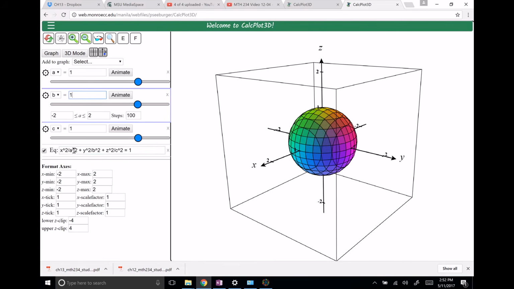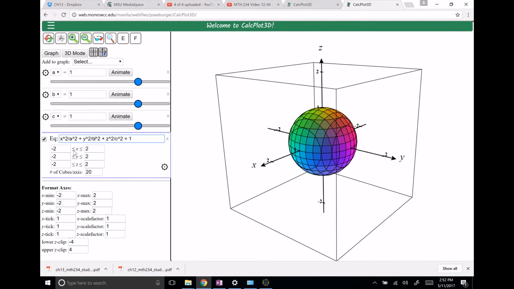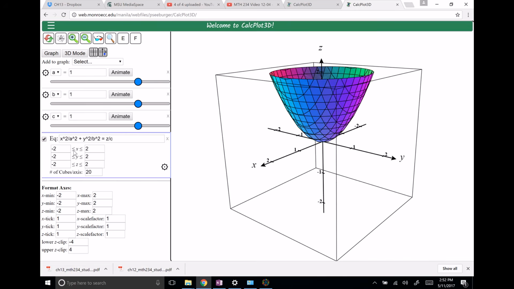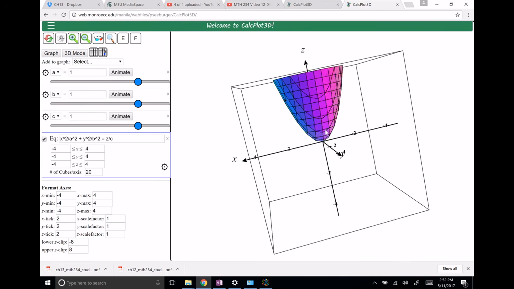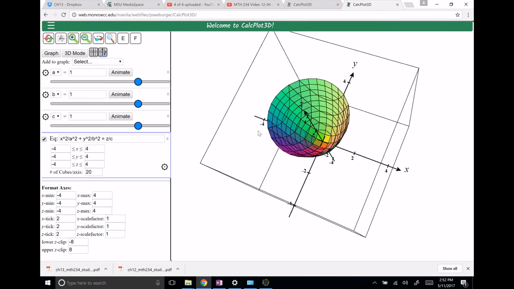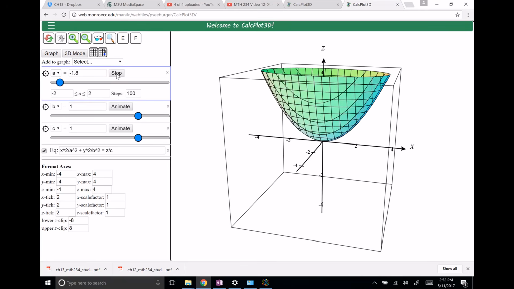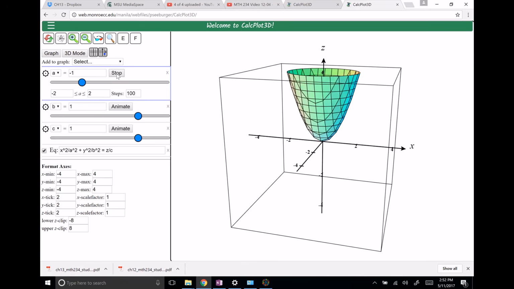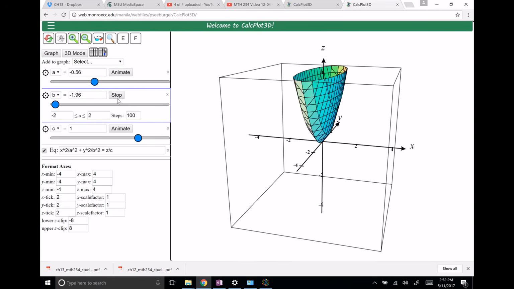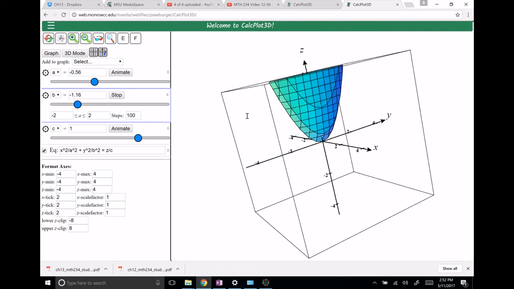So I need to edit this. I have my x squared, I have my y squared, but now I'm going to make this equal to z divided by c. And there we go, I hit enter. Cool. Let me zoom out a little bit. This almost looks like a cone to some extent, like a basket. If we move the a's, that changes how we stretch in the x direction. If we move the b's, that changes how you stretch in the y direction.